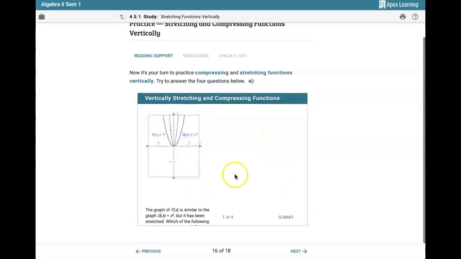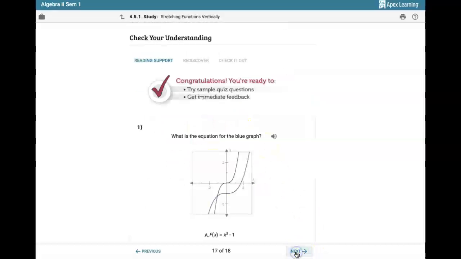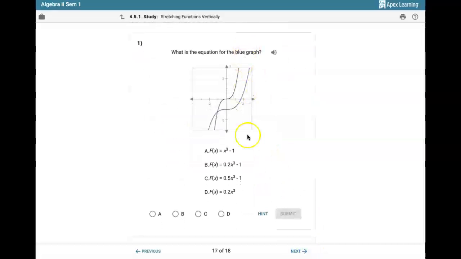These ones you can work through on your own to get some instant feedback and help. Something I did want to show you here: for number 1, what is the equation of the blue graph? Well, first off, you can see that this graph has moved down, and it's moved down by 1. So we know immediately we're going to subtract 1 from our original parent function.